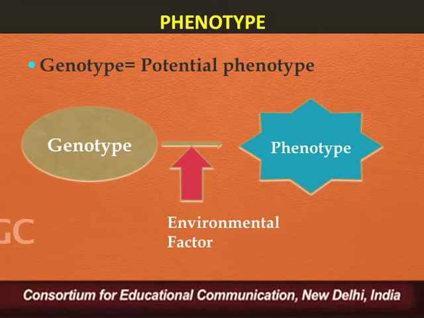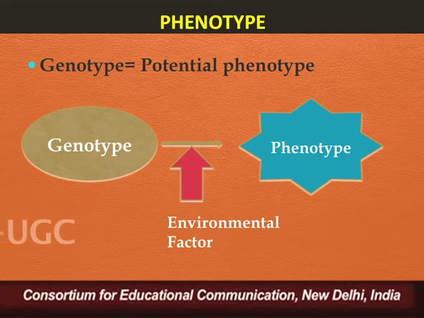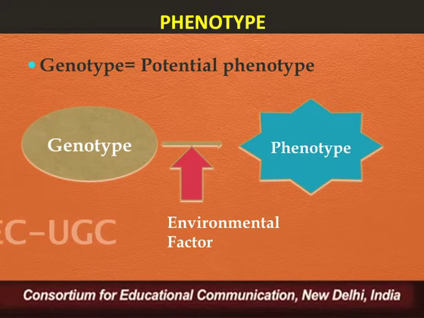So a genotype basically leads to production of a phenotype, but that is not always the case. If we look at this particular slide, we can see that whenever there is a genotype, it has the potential to produce a phenotype, but it is also dependent on environmental factors. Some phenotypes can result if a genotype is there, but in many cases environmental factors can cause alteration of the phenotype and therefore bring variations in the phenotype being produced.